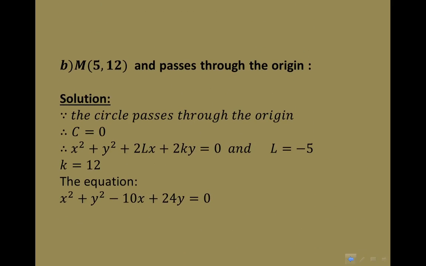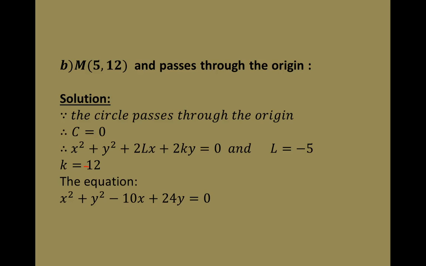M 5 and 12, and to pass through the origin. Here the origin point is 0 and 0. The circle passes through the origin, therefore C equals 0. One of the special cases of the circle. Then x squared plus y squared plus 2lx plus 2ky equals 0. L equals negative 5, also k equals negative 12. I'll correct the sign of k equals negative 12.